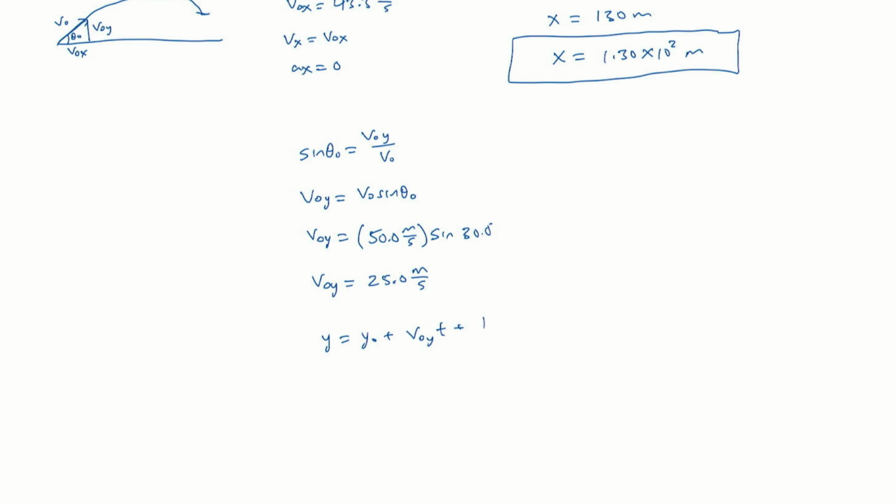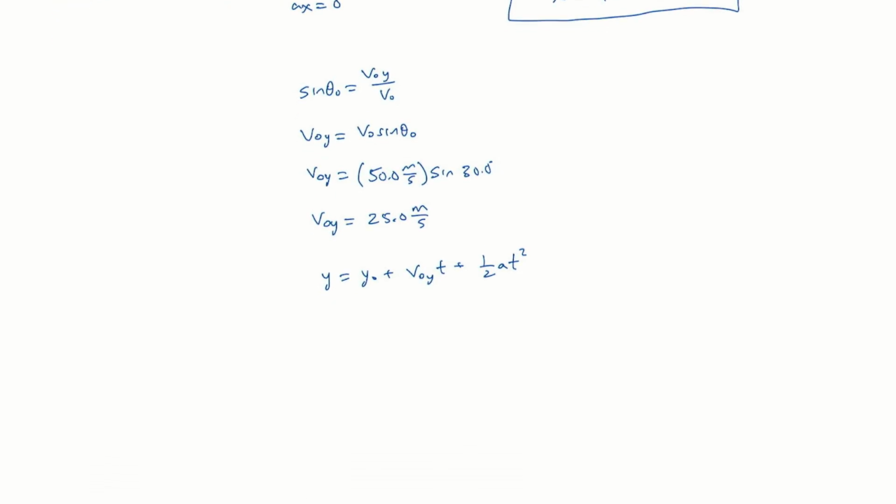And now for the Y, we use Y is Y naught plus V naught Y times T plus 1/2 AT squared. All right, so Y is the 0 meters plus the 25.0 meters per second times the 3 seconds plus 1/2. Okay, this is written this way. The equation is assuming up is positive, so our A is minus 9.8 meters per second squared, and we multiply that by 3 seconds squared. This gives a Y of 30.9 meters.